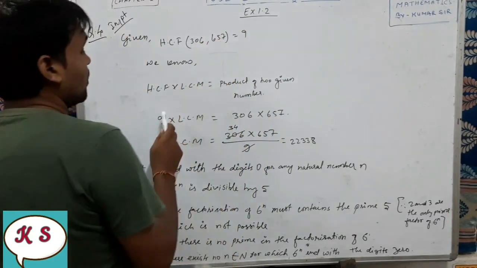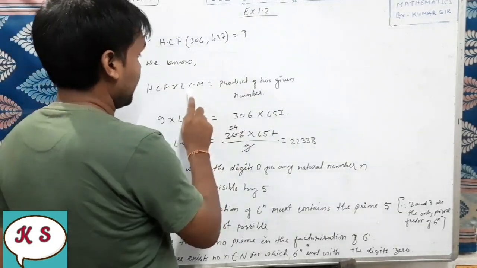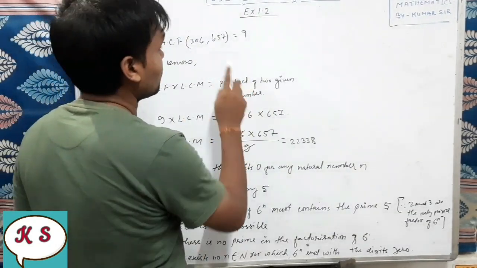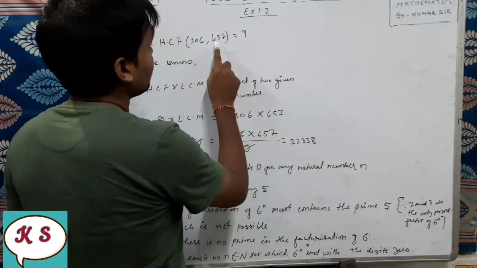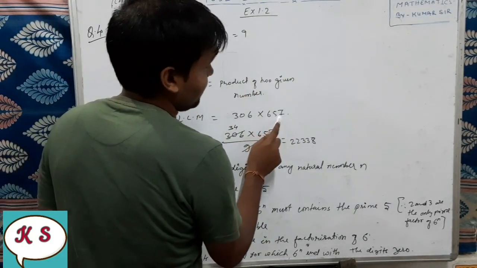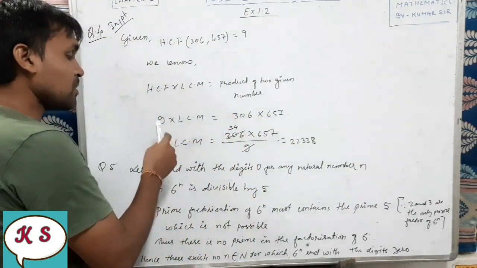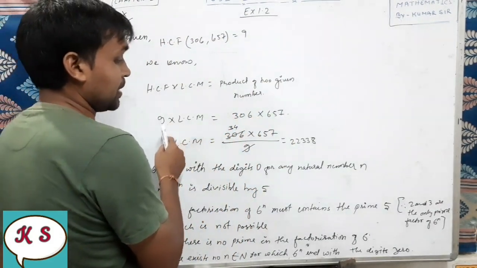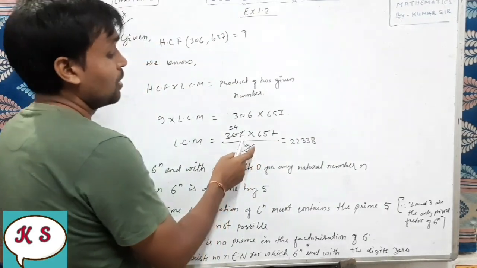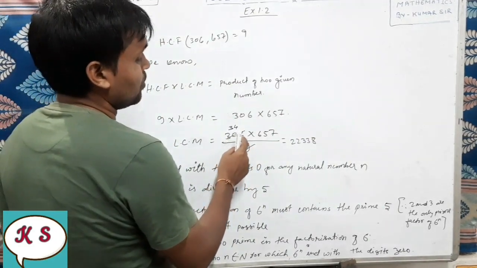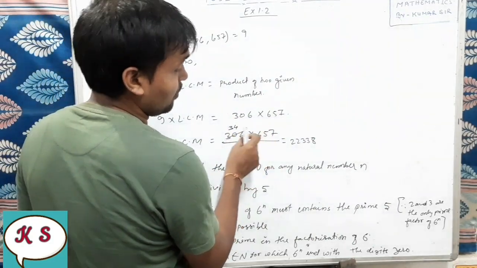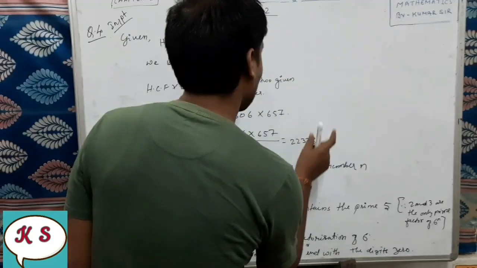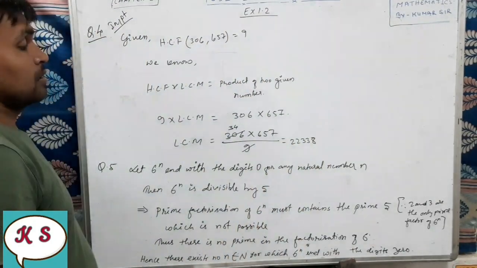So we will write HCF value as 9. LCM we don't know. Product of the two numbers, 306 into 657. Now this one is in multiplication. If I take this 9 to that side, then it will be division. So 306 divided by 9, how many times will it go? 34. 34 into 657, if you multiply, you will get this much, which is the required LCM.